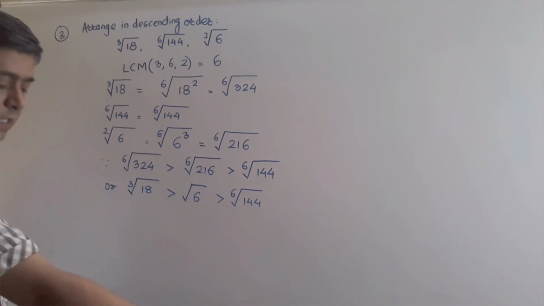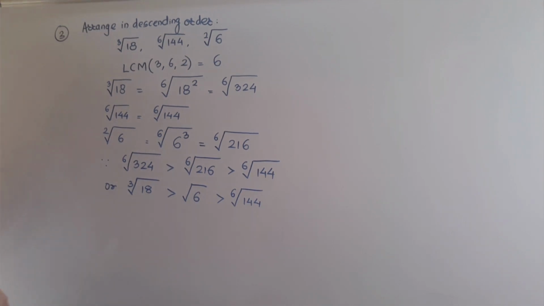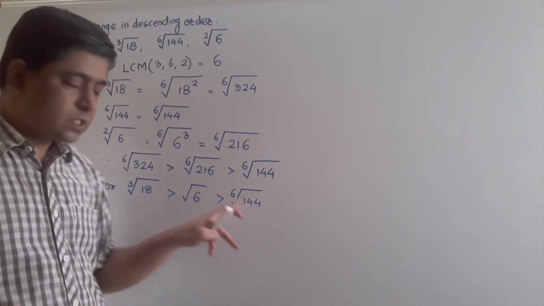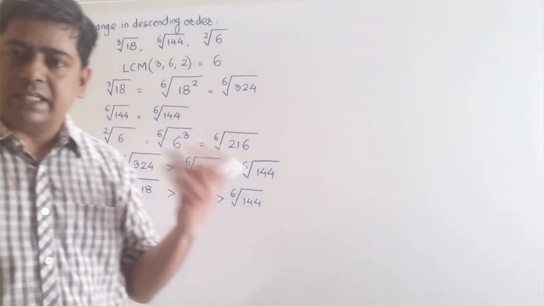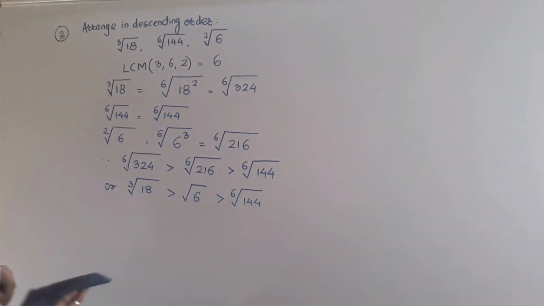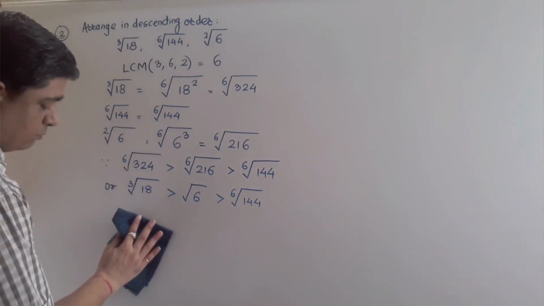Okay. I hope this question is clear to you. If it is to come in ascending order, then you write down this term first, then this one, and then the last one. Ascending order means lowest to the biggest one. Now let us see the next question, question number 4.